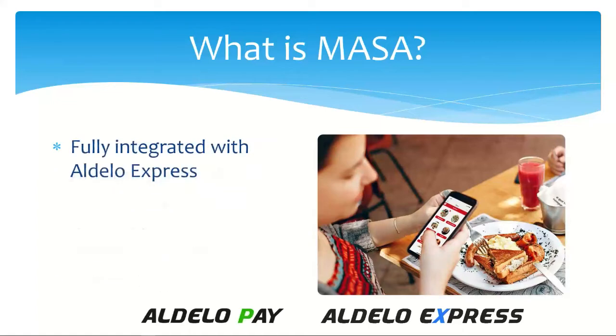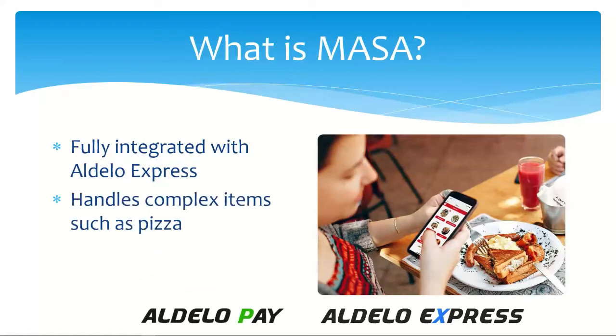It is fully integrated with Aldelo Express, and it handles complex orders such as pizza. A lot of online ordering companies cannot handle the pizza aspect of the wholes, halves, and we do thirds. They can't handle that complex ordering, but Aldelo Express or the MASA app does. We also can do split orders and future orders, all from the MASA app.